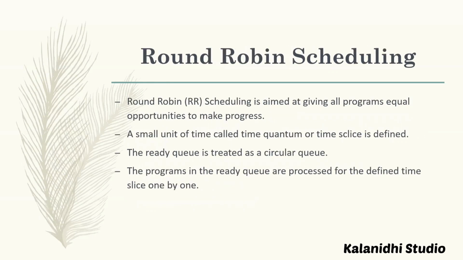Round robin scheduling, or RR scheduling, is aimed at giving all programs an equal opportunity to make progress. It is implemented by ensuring that no program gets a second opportunity to execute unless all other programs have had at least one opportunity. A small unit of time, also called a time quantum or time slice, is defined. The ready queue, a queue of programs waiting for CPU time, is treated as a circular queue. The programs in the ready queue are processed for the defined time slice one by one.